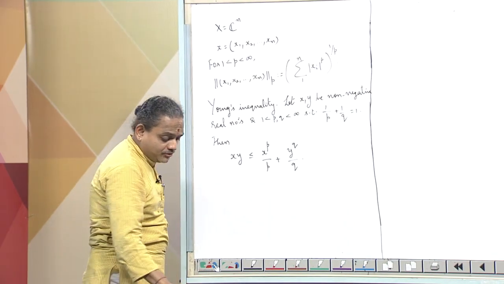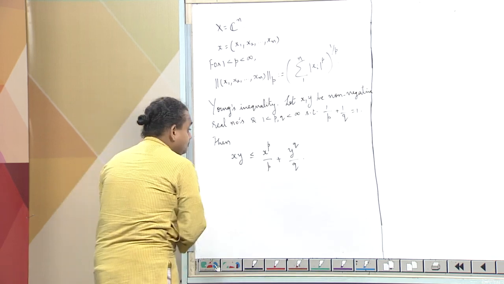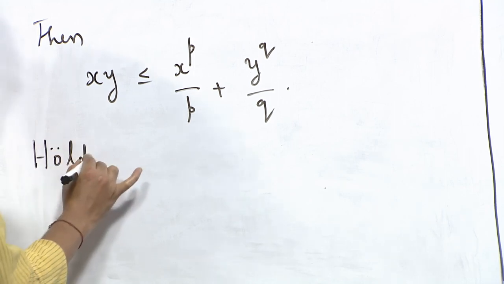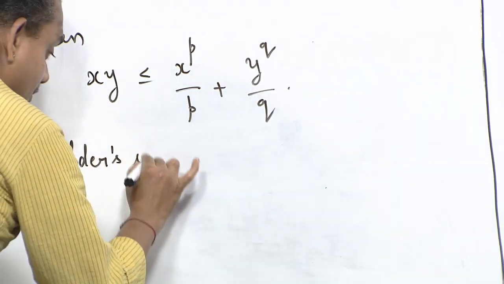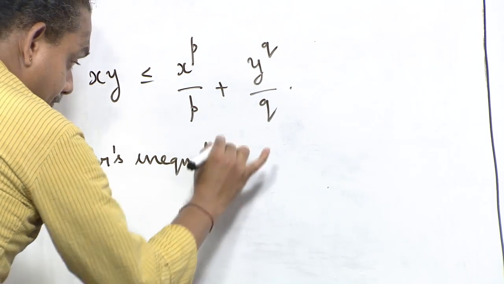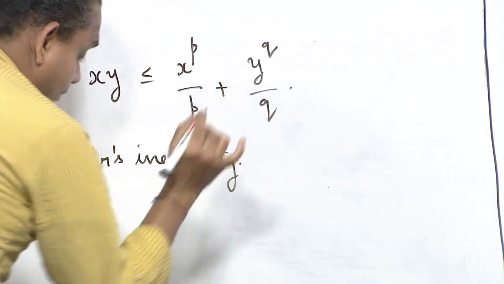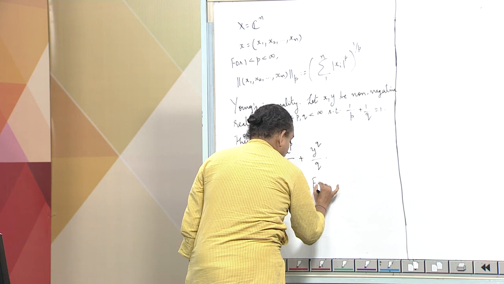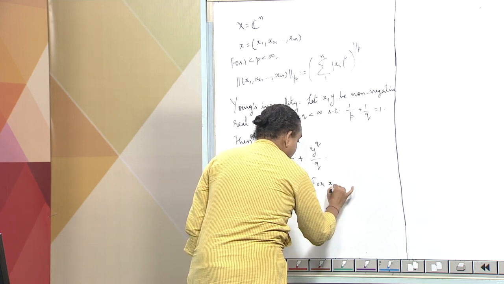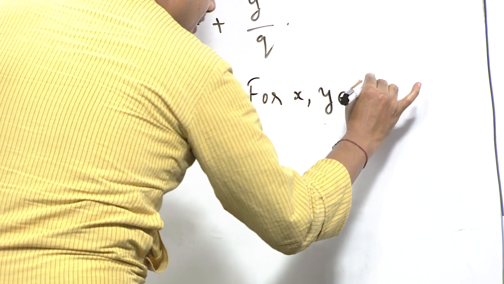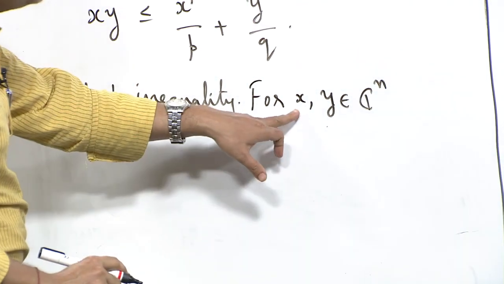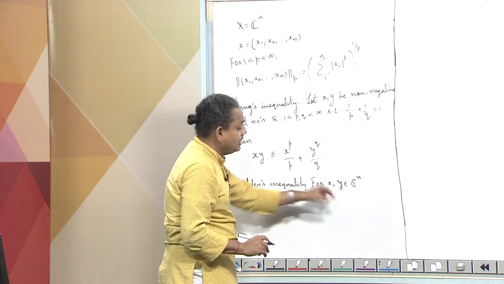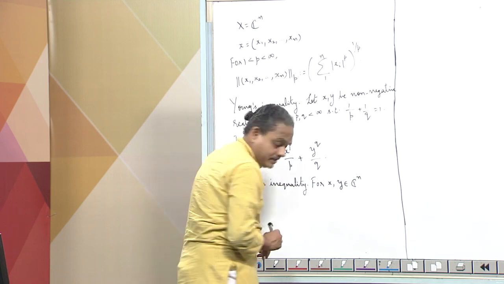So, we are going to make use of this inequality. The first one that we are going to prove is what is known as Hölder's inequality. So, what is Hölder's inequality? If you have x and y from Cn, which means each one has n components, so x is of the form x1, x2, ..., xn, and similarly y has n components y1, y2, up to yn.